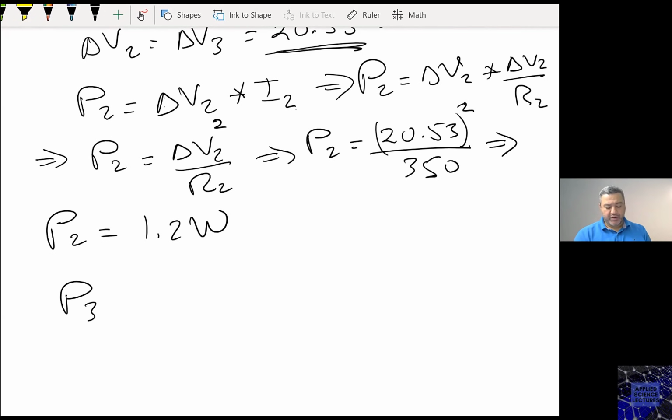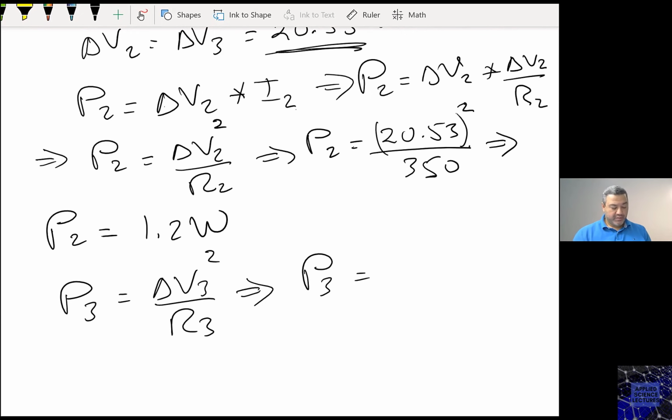I can calculate P3 the same way. I know P3, again, is delta V3 squared divided by R3. I can use this right away. And P3 is 0.77 watts.